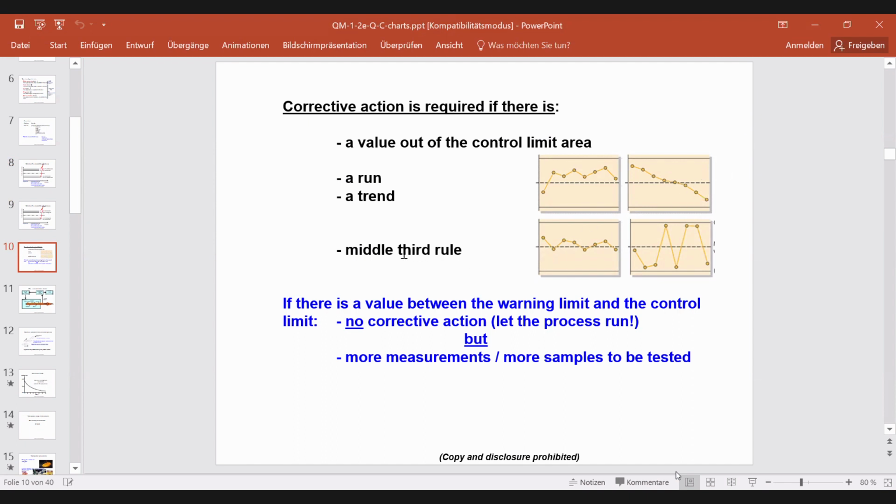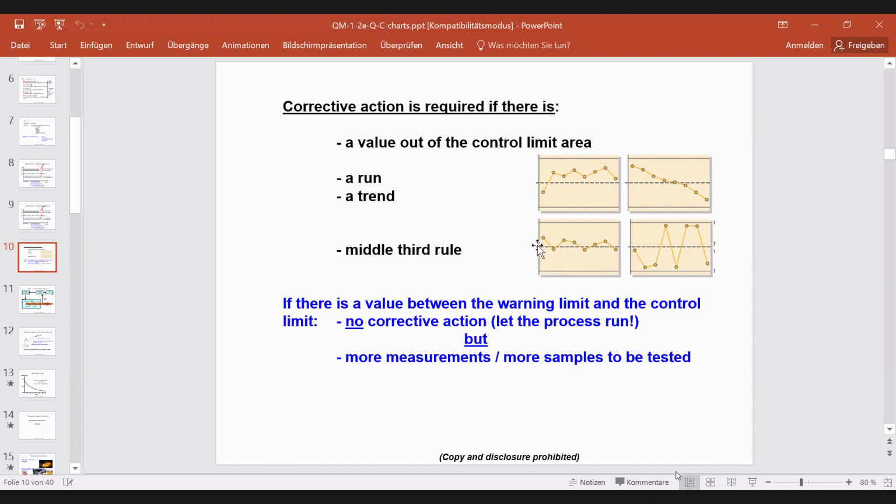And there is a third rule. This rule is called middle third. Middle third means about 2/3, 65–66% of all the measurements must be in a 1/3 area around the target. This means 1/3 of the tolerance. This is shown here. 1/3 of the target area, of the tolerance area, it's about 30 or 35% in this area of the tolerance area.